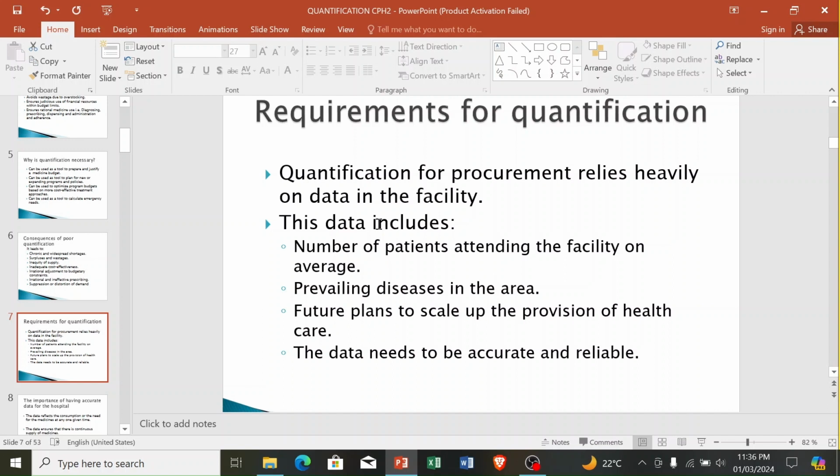The data needs to be accurate and reliable. Whatever data we are using based on the number of patients should be reliable and accurate. It should be that people have always been registering the coming in and going out of patients. There should be a surveillance team looking out for which conditions have been more prevalent than the others in the facility. So these are things that we need to keep in mind.